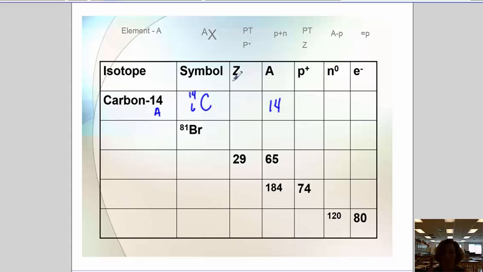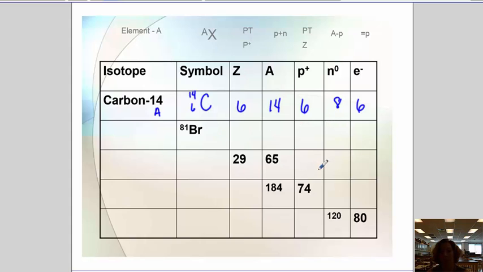So Z is your atomic number, and that is our 6, from the periodic table. So our protons are 6, and our electrons are also 6. Remember that Z, P, and E are all the same. So to find neutrons, what we do is A minus P. So 14 minus 6 gives me an 8.